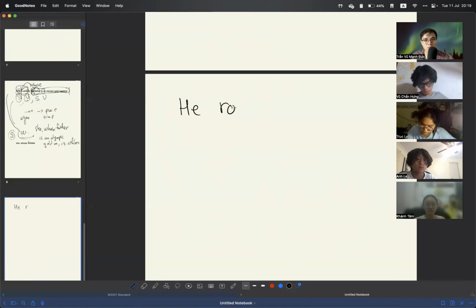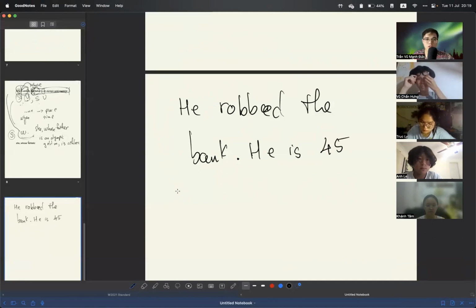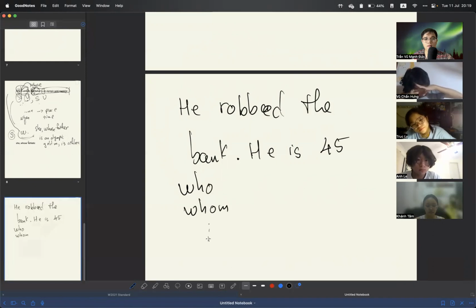He robbed the bank. Harsh robbed the bank. He is 45. How can you rewrite this? What relative word, what linking word should you use? What is the replacement subject? Who, whose, something like that. Not whose. Which word should you use? Who, right? So how can you rewrite the sentence?